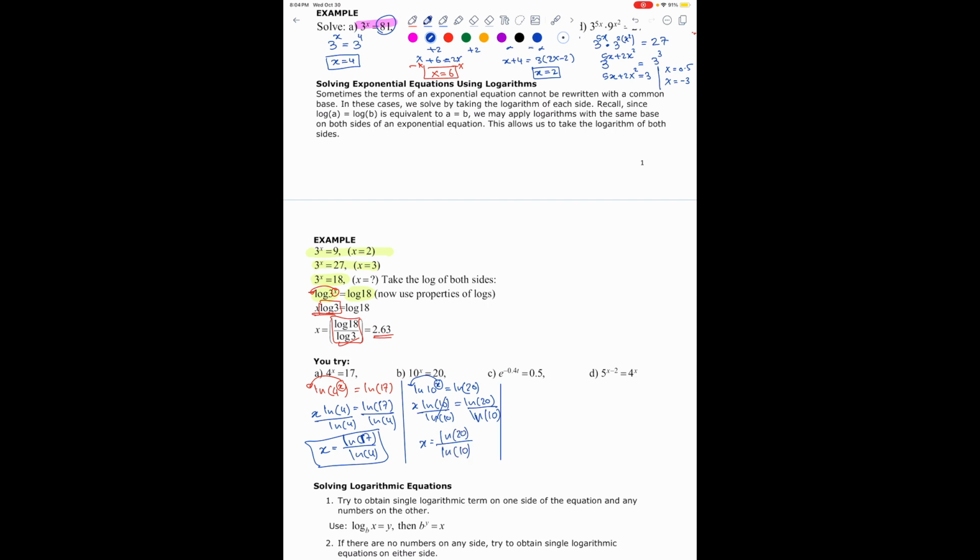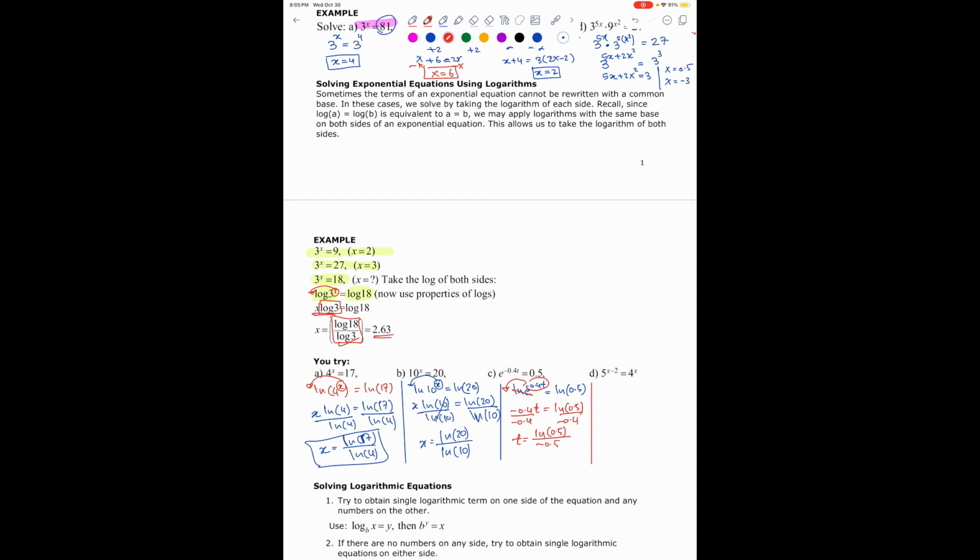C, we're going to take the natural logarithm of both sides. So natural logarithm of e to the negative 0.4t equals natural logarithm of 0.5. I know from previous work that ln is going to cancel e, and the power is going to come down anyway. So ln of e is equal to 1. So this is going to be negative 0.4t equals natural logarithm of 0.5. Divide both sides by negative 0.4. So t equals natural logarithm of 1/2 divided by negative 0.4. That is the final answer.